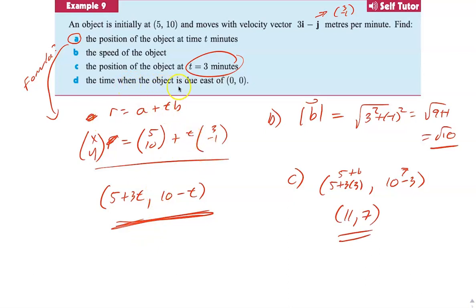The time when the object is due east of 0, 0. So what's going on there is it's due east. So that means if we had an xy chart, it's going this way. Well, in that case, your y equals 0 because it's going due east. You haven't moved on your y.